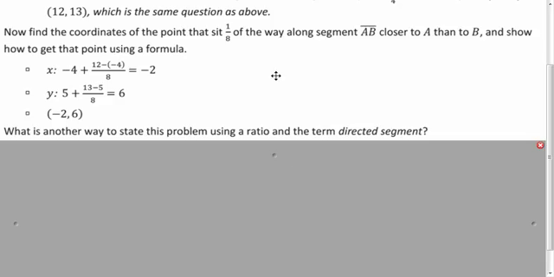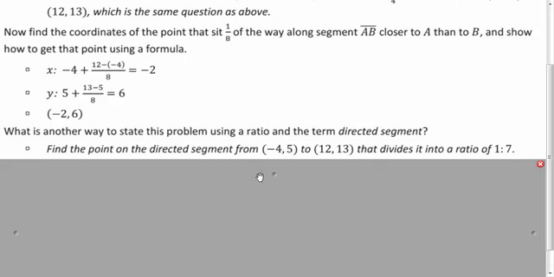But that's only going to work when you're looking at powers of 1/2, when you have powers of 2 in the denominator. So that's not going to extend nicely for other problems. So how else could we restate this problem using a ratio, a part-to-part ratio, and the term directed segment? So we'd be looking at the directed segment from A, which is (-4, 5), to B, (12, 13). And the fraction here is 1/8. And that's a part to a whole. So if we look at a part to a part, well, if the whole thing has 8 pieces and we take away 1, that would be 7 pieces left over. So 1 to 7 will be our ratio. So this is a part-to-part ratio.